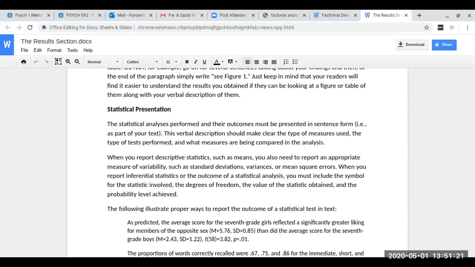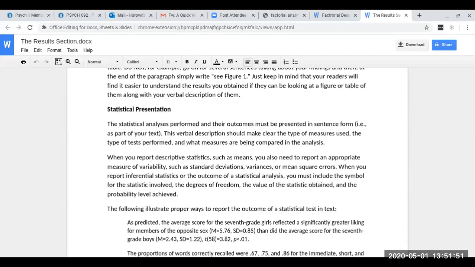So when you report descriptive statistics, such as means, which we are using, mean comparisons, right? Marginal means for the main effects and simple means, and yeah, you get it. So when you report descriptive statistics such as means, you also need to report the appropriate measure of variability. So standard deviations, variances, or mean square errors, which you are going to include, and I will go over that when we do the assignment.